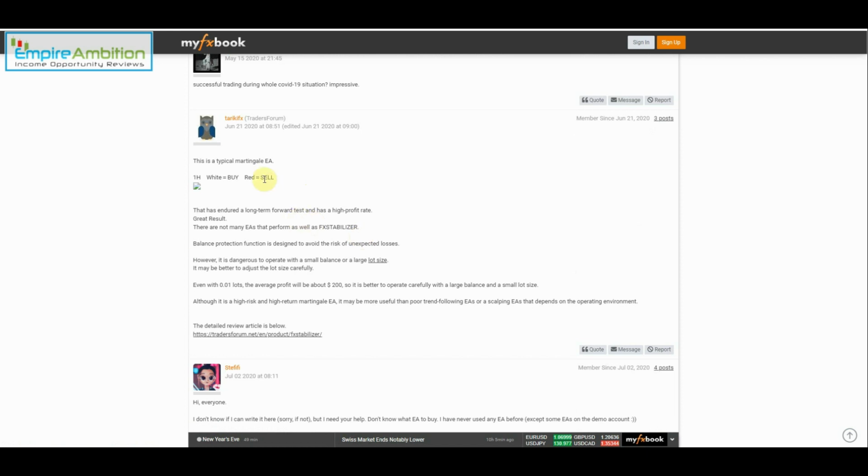Impressive. This is a typical Martingale EA that has endured a long-term forward test and has a high profit rate. Great results. There are not many EAs that perform as well as FX Stabilizer. Balance protection function is designed to avoid the high risk of unexpected losses. Okay. However, it is dangerous to operate with a small balance or a large lot size. It may be better to adjust the lot size carefully. Even with 0.01 lots, the average profit will be around 200. So it is better to operate carefully with a large balance with small lot size.